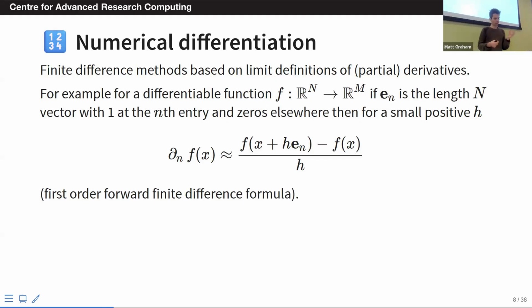That just corresponds to saying that we'll perturb the input along one particular axis of the input. We'll add a small step size, compute the difference between that and the evaluation of the function at the original point, and divide by that step size. And this, mathematically at least, as h goes to 0, should converge to the derivative of interest.